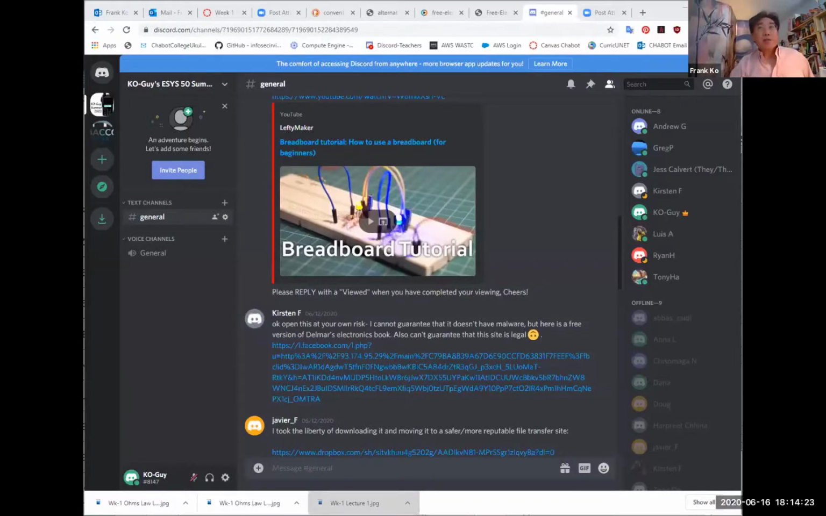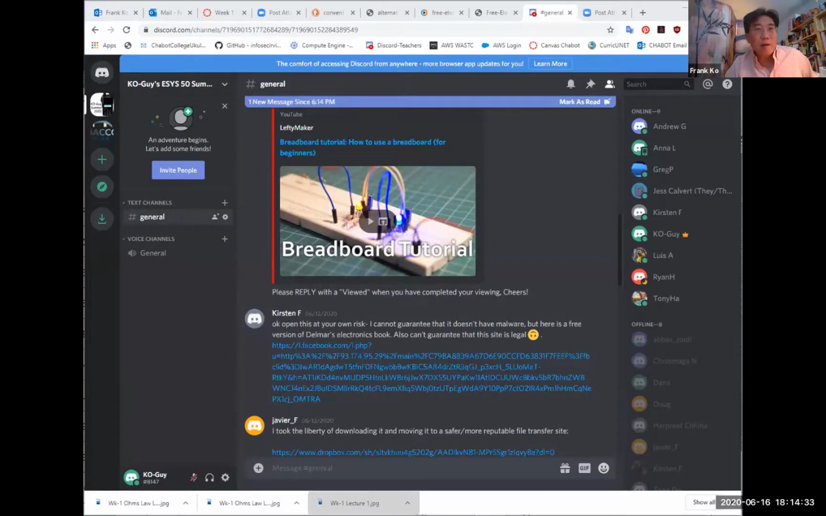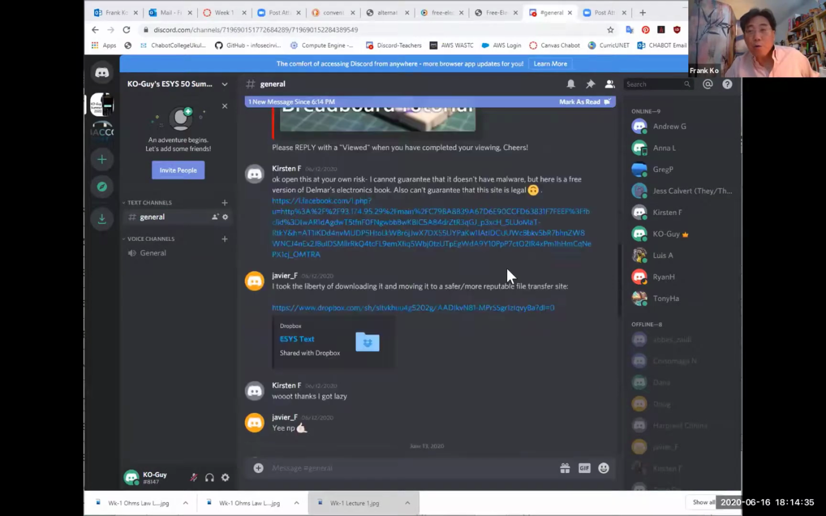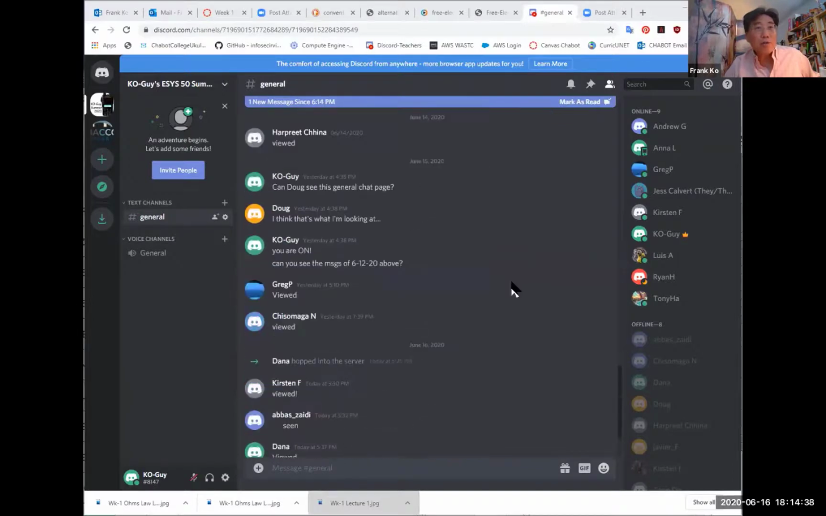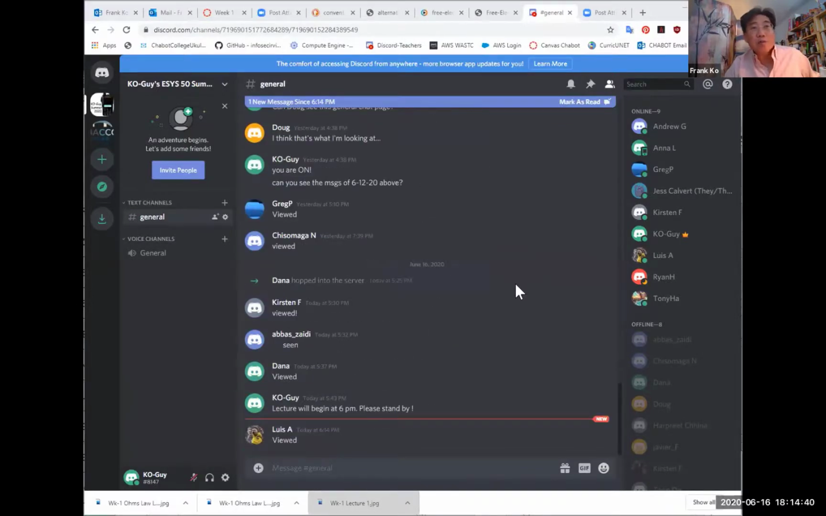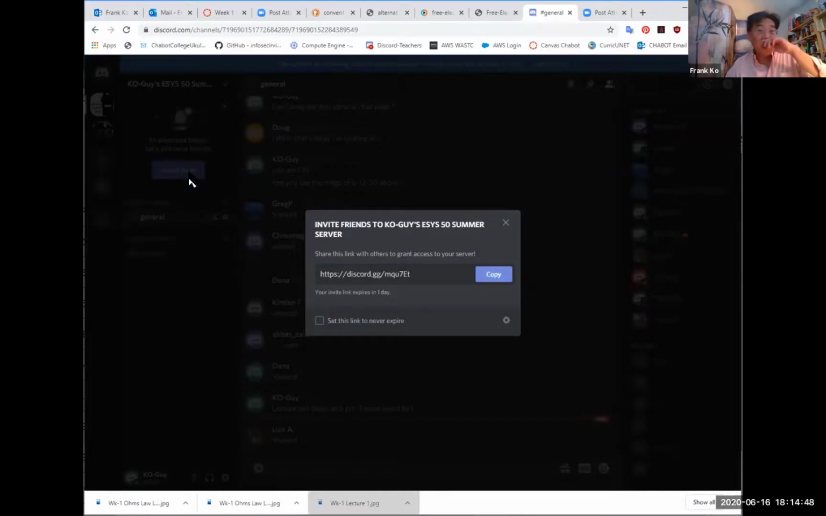Yay. All right, can everybody see this kind of black looking screen? And do you see something in the middle called breadboard tutorial? If you don't see it, let me know by shouting out. Now, how we get the rest of you on here is very simple. I'm going to invite people, and the invite code is good for today only. I'm going to copy this, and I'm going to put it into our chat.